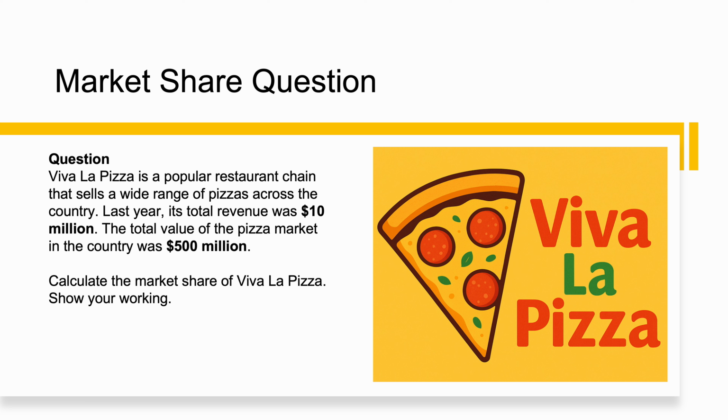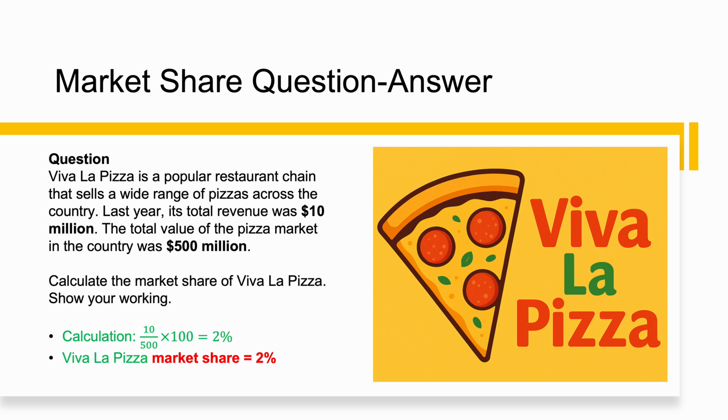Okay, now you should have worked that out and you should have come to an answer. If you got 2%, then you're correct. So how you work it out is 10 million over the 500 million and then times by 100, and that should give you 2%. So Viva La Pizza's market share is 2%.